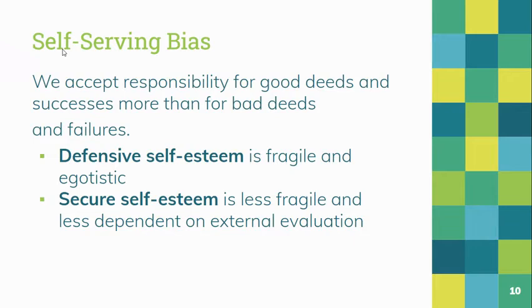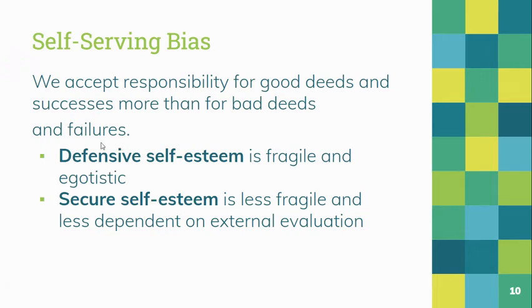There's this idea called the self-serving bias, and I throw this in as just an "and also." So we're talking about self-esteem being important, but there is this thing called the self-serving bias that says we accept responsibility for our good deeds and successes more than for bad deeds and failures. So there is kind of a potential for self-esteem to be problematic.